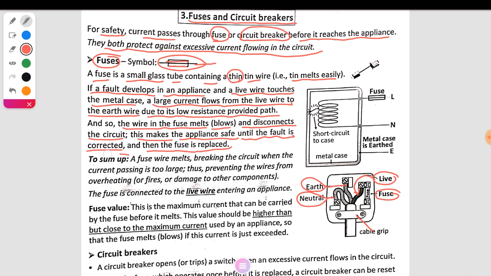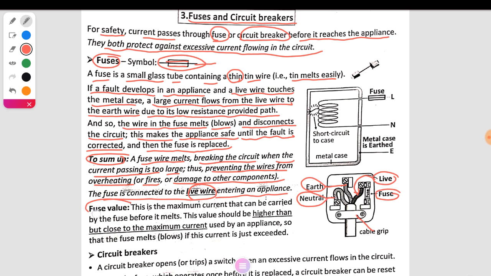To sum up, the fuse wire melts, breaking the circuit, when the current passing is too large and produces high heat energy. This prevents the wire from overheating, fires, or damage to other components like instruments. The fuse is connected to the live wire entering an appliance.